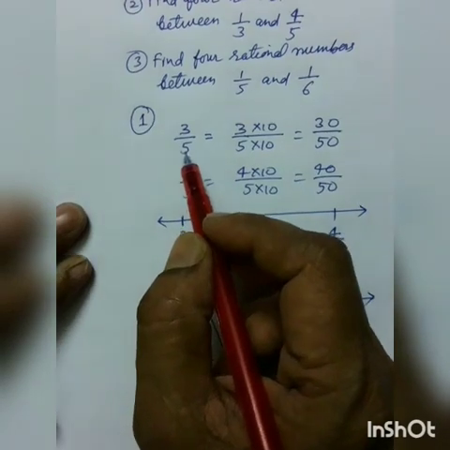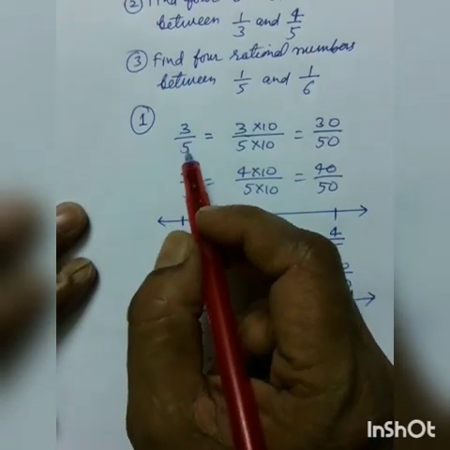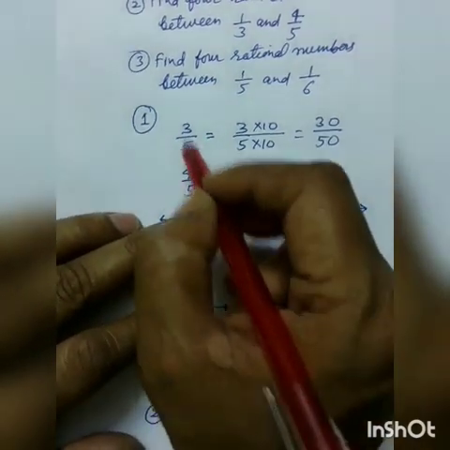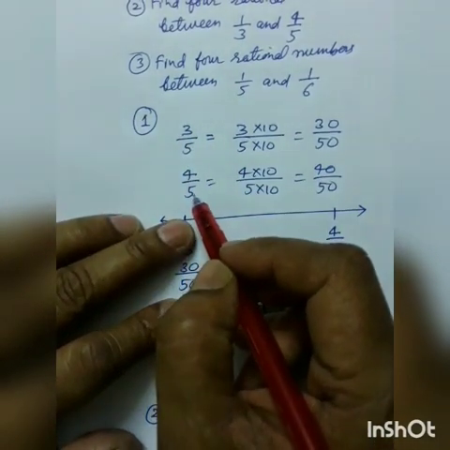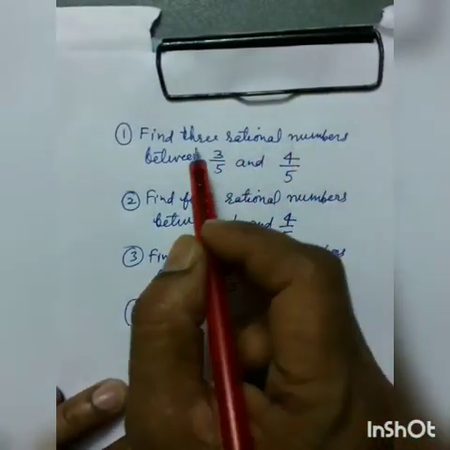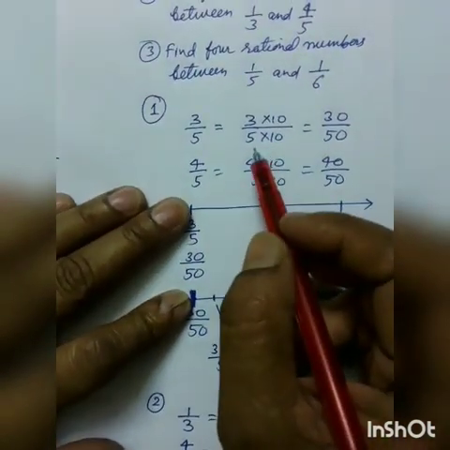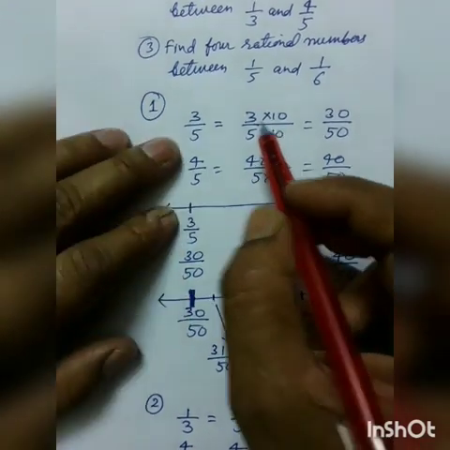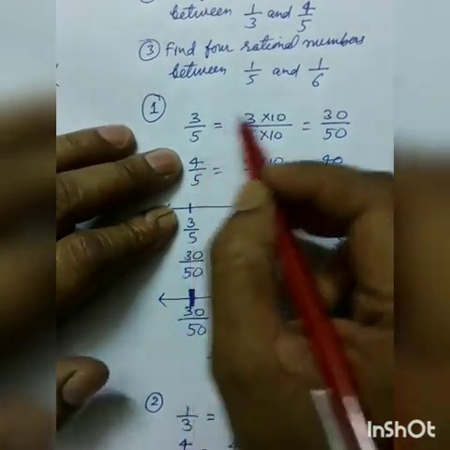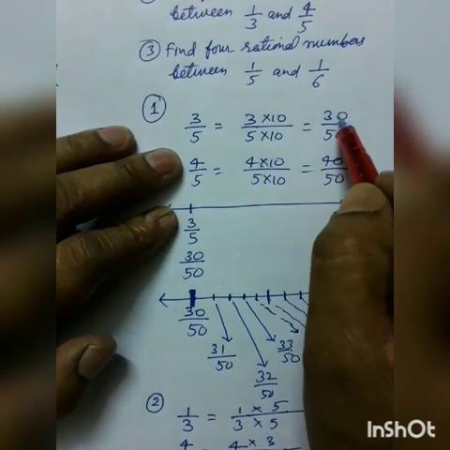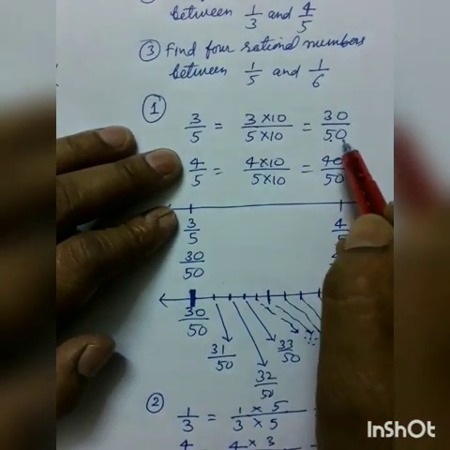If the denominator you are having same, see 3 by 5 and 4 by 5. You will write as it is, like 3 by 5 and 4 by 5. Now dear children, see how many rational numbers we have to find? 3. 3 rational numbers we have to find. So first of all we will multiply by 10 to numerator and denominator. See 3 by 5, 4 by 5. Here multiply by 10, here also multiply by 10. Then what we are getting? Here it becomes 30, here it becomes 50.